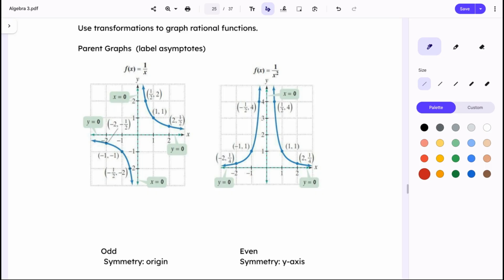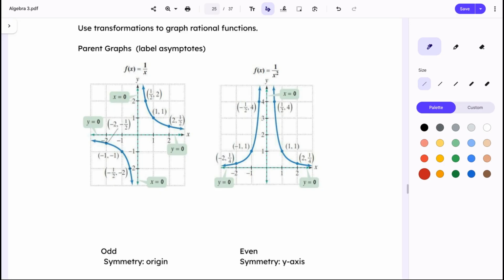That's the parent when it's just 1 over x, and then here's the parent when it looks like 1 over x squared. So you get an idea of what the general shape is of those parent graphs, just like we know what an absolute value graph should look like. We know what a parabola should look like, and we've talked about in the past how you would graph the new ones based off of their transformations.